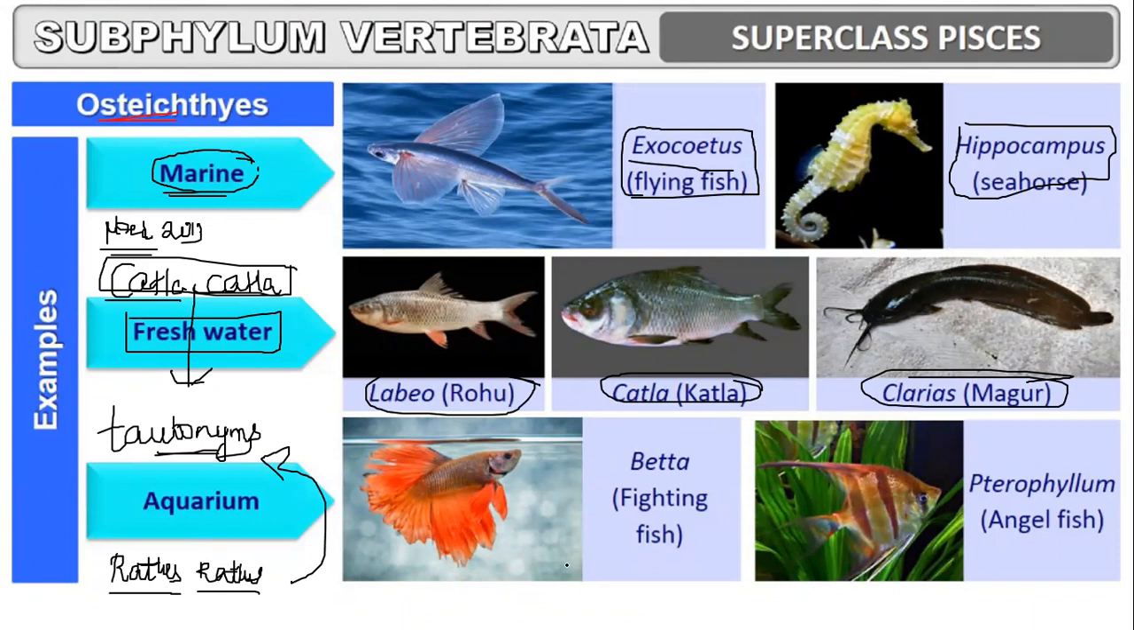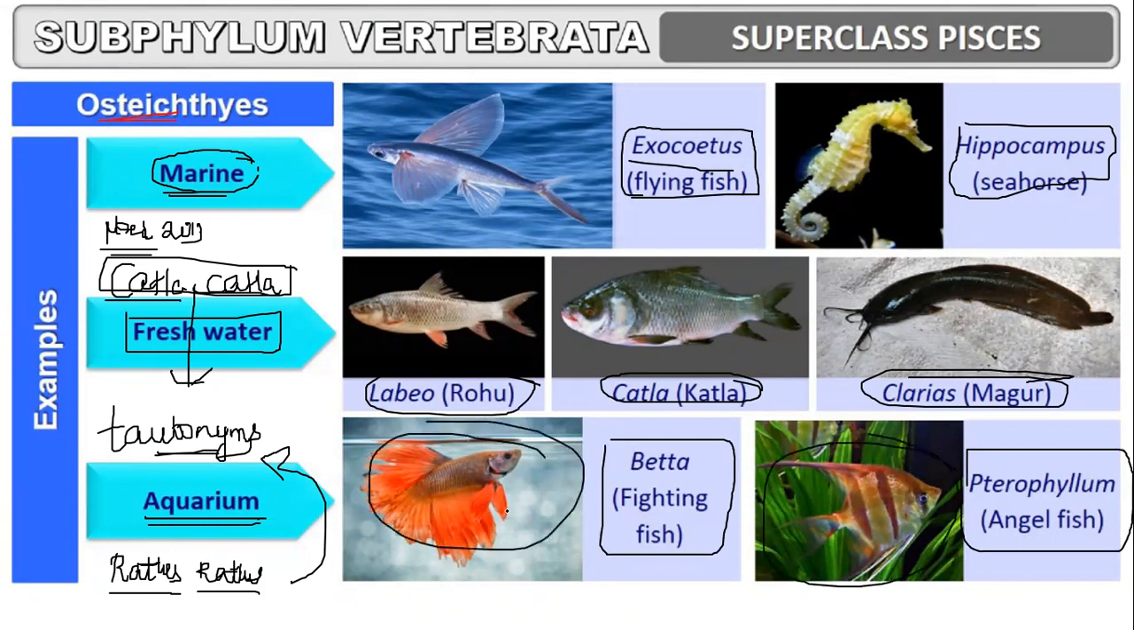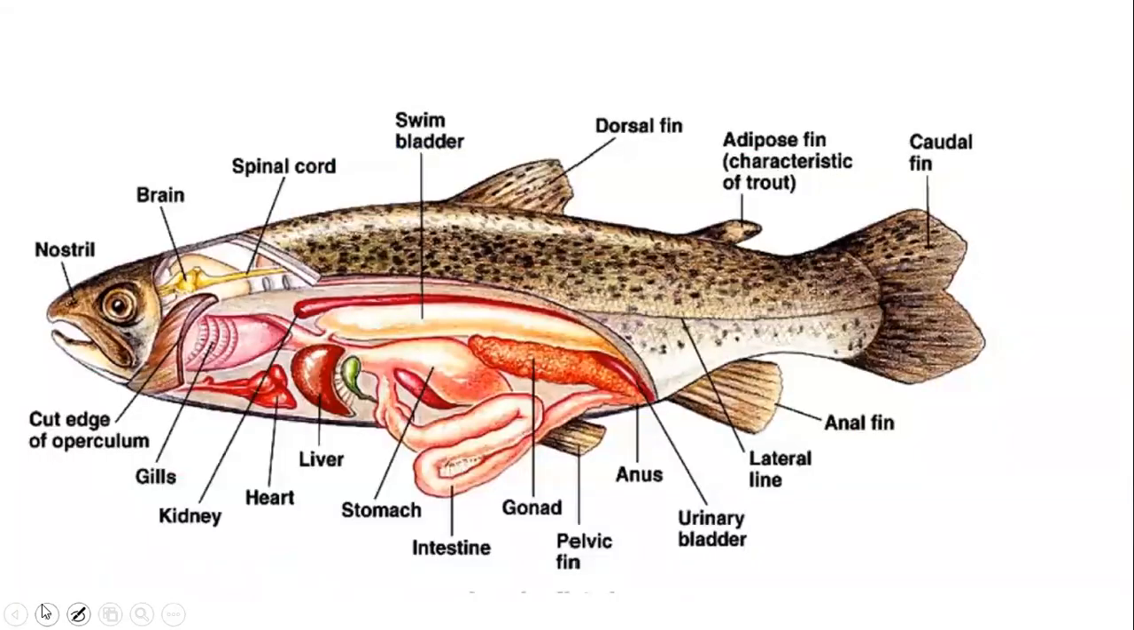Then, what are the different fishes which you use in an aquarium? They are Betta, which is a fighting fish, and Pterophyllum, which is angelfish. Very beautiful, right? Fighting fish and all you might have seen, right? Labeo, Rohu, Catla, Clarias, Hippocampus, Exocoetus, and Pterophyllum. These are some of the examples of the superclass Pisces.